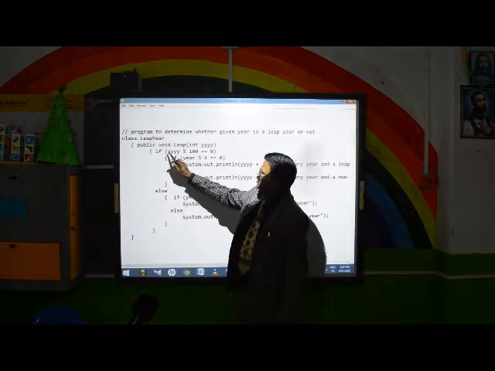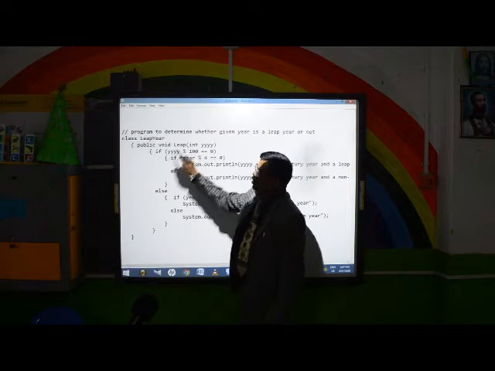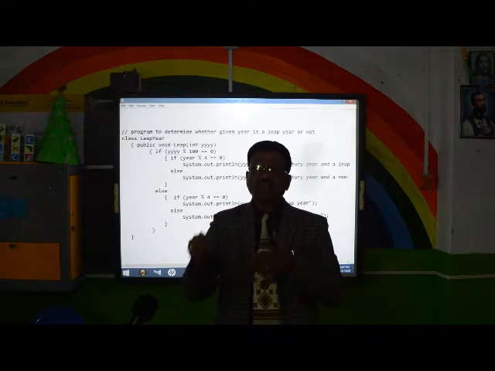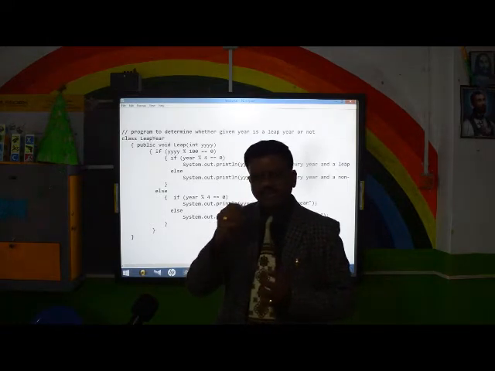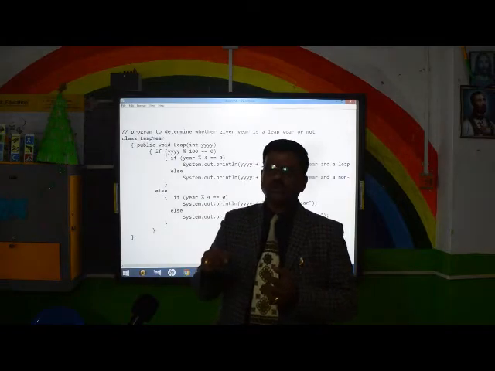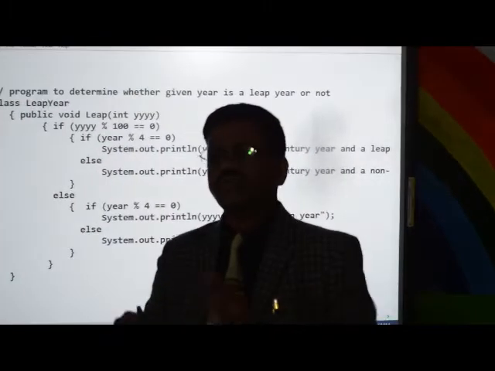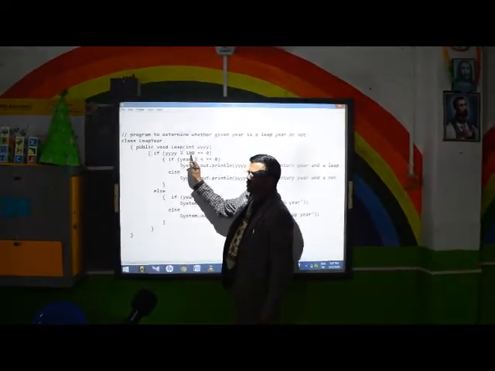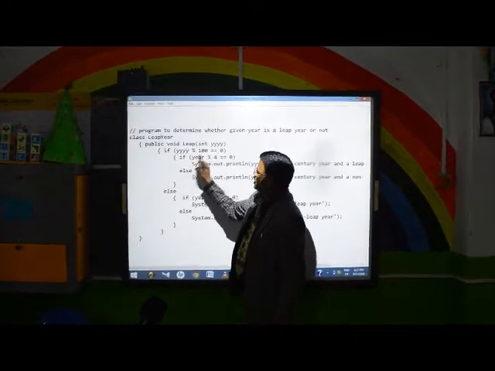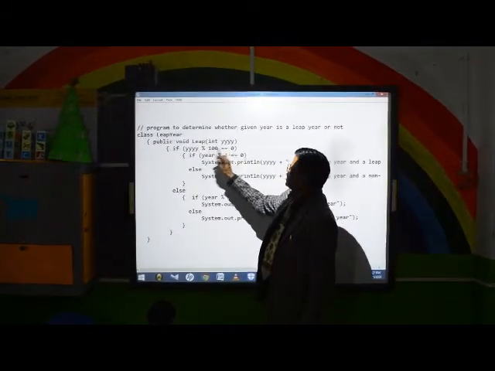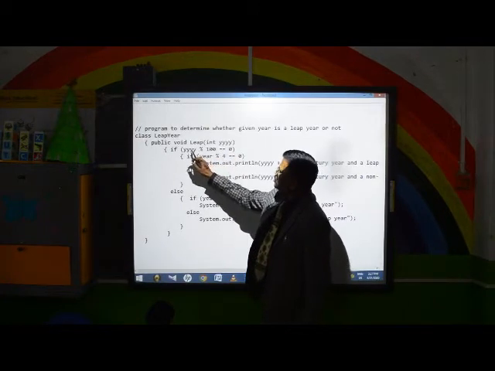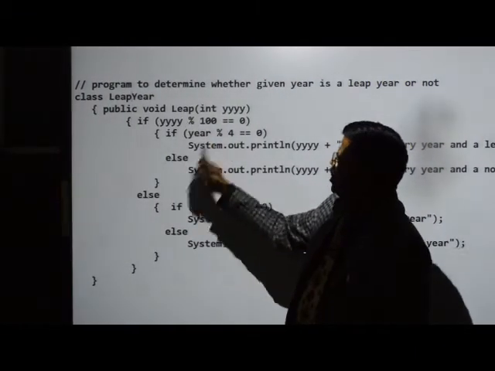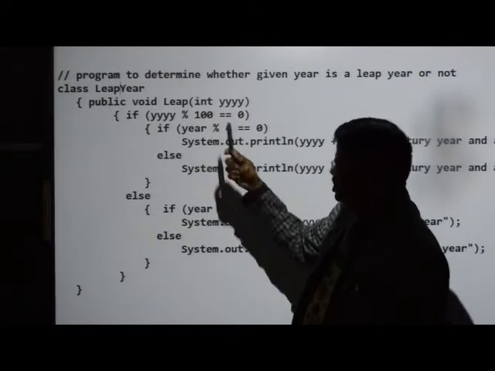Have a look, please, boys and girls. First of all, I check for a century year. Why do I check for a century year? Like this year, 2020, which is a leap year. For example, 2000, which is a leap year as well as a century year. In that case, 2000 modulus 100 means the remainder will be 0. 0 and 0 are the same. Yes. If the remainder is 0, then it gets into that.